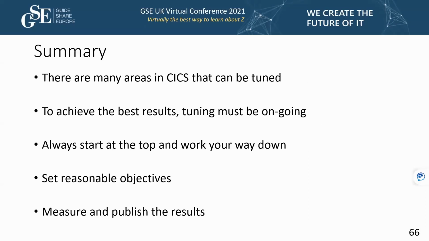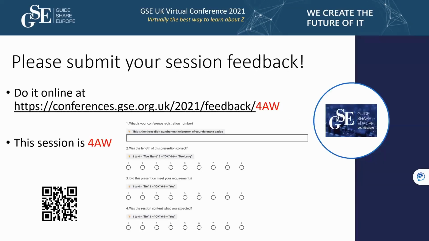So again, in summary, and I just made my time, there are many areas in which CICS can be tuned. To get the best results, you've got to do it more than once every 5 years, right? You just have to have some time set away every month or whatnot to do tuning. Always start at the top and work your way down. Set reasonable objectives and make sure you show before and after. Publish your results. It doesn't sound like something you might need to do because you made the system run better. But at the end of the day, what you'll find is by publishing those results, you might be given more time to do more tuning because the results hopefully will be effective. So any questions?